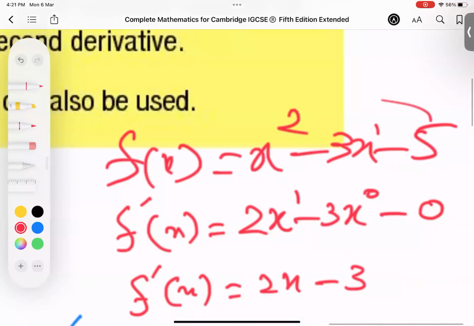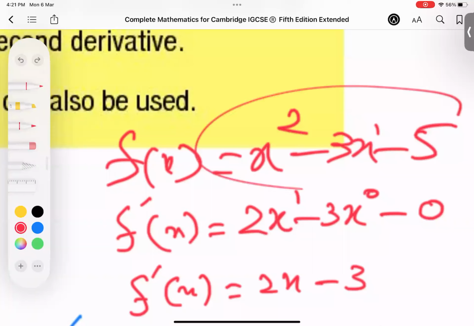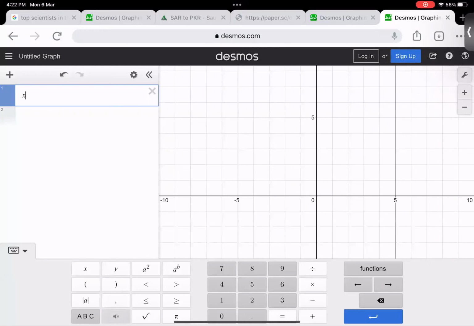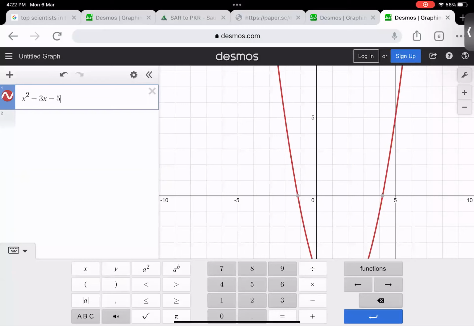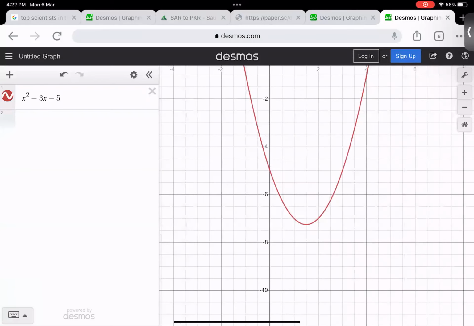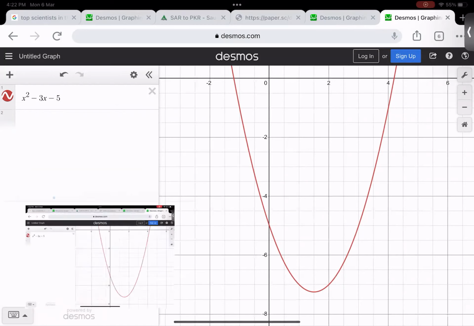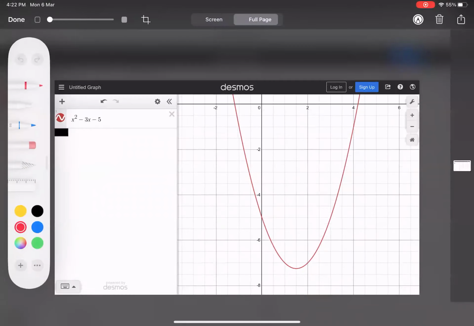This equation: x square minus 3x minus 5. Check it, students. We have this one point. Okay, and if I show you what the point is, wait a minute, please. I show you the exact answer.